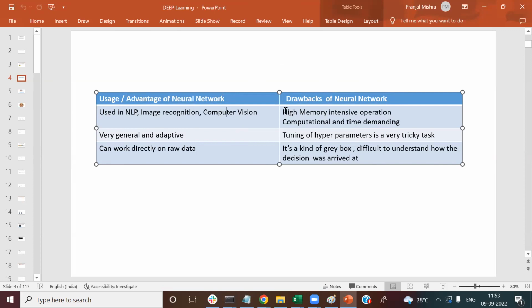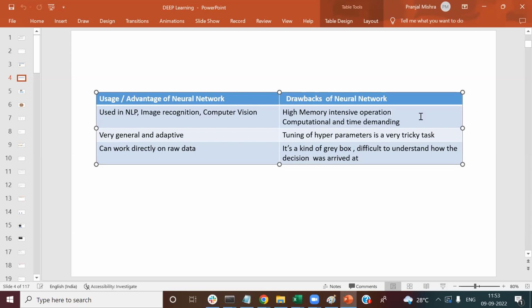What is the drawback? High memory intensive operation, computational and time demanding. This is a very big drawback of neural networks. When you do the coding, you will realize this drawback. It is a RAM intensive operation. It may take a heavy amount of calculation, and if you are paying for the calculations, then you have to pay a lot of money.